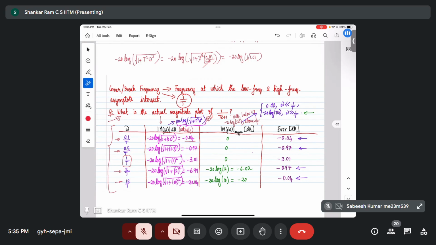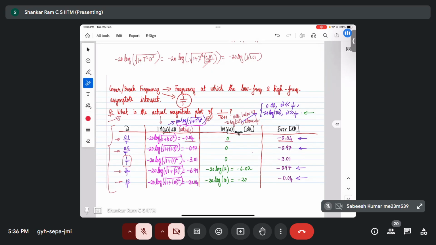What is the asymptotic value? The asymptotic value is 0. So what is the difference between actual and asymptote? The actual is minus 0.04, the asymptotic value is 0, so the difference is minus 0.04 decibels.